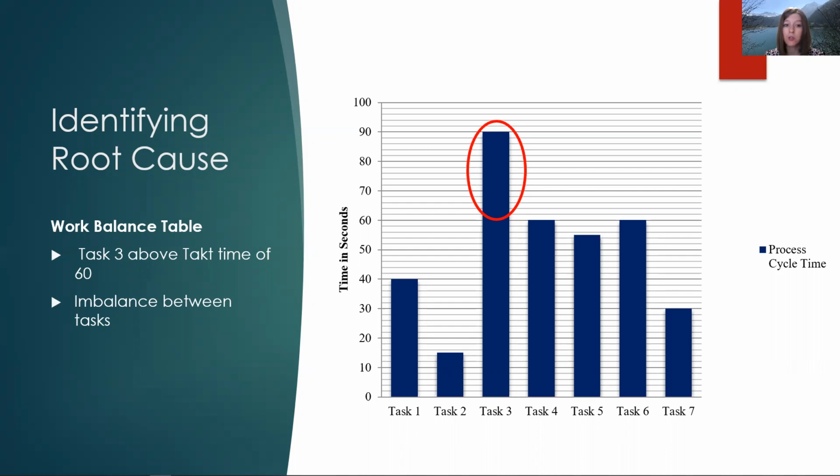Additionally, you can see that there is a huge imbalance between the different tasks, really showing a lot of waste in our process because you have the employees for task 1, 2, and 7 that have a lot of time where they are not doing tasks that contribute to the value overall. Particularly on task 2, there's a huge amount of room for improvement.